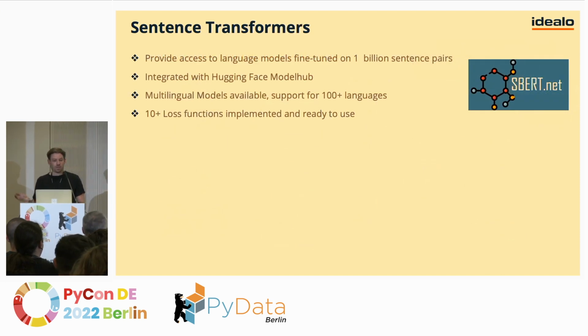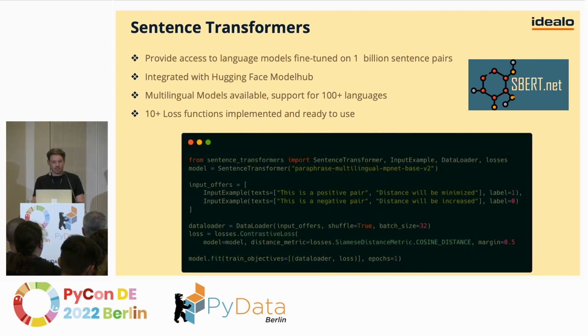In this context, we want to mention the open source library Sentence Transformers. The complete training was done with that library. It provides access to a bunch of different language models, all fine-tuned for sentence similarity. It's built on top of Hugging Face, so you can easily download any other model you want to use and just try it out. It also has a lot of support for other languages and multilingual models. A lot of loss functions are implemented. You can easily exchange them and try out what works best for you.